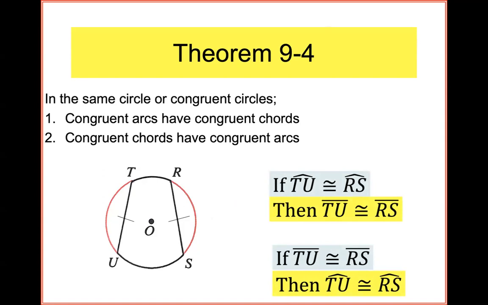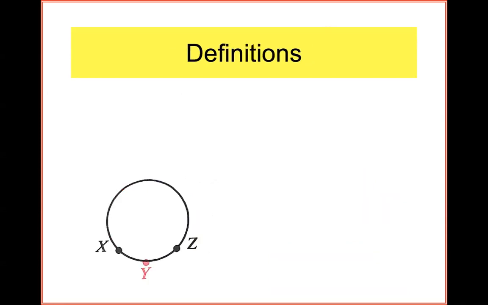Okay, just remember this is biconditional. It's an if and only if statement. So two chords are congruent, two arcs are congruent. Two arcs are congruent, two chords are congruent. All right. Oh, by the way, remember I said this chapter we get lots and lots of formulas. Well, this is a statement. It's not necessarily a formula, but it's a statement.